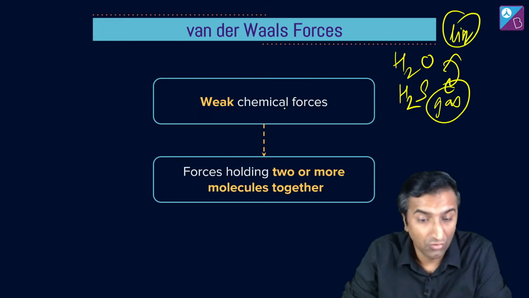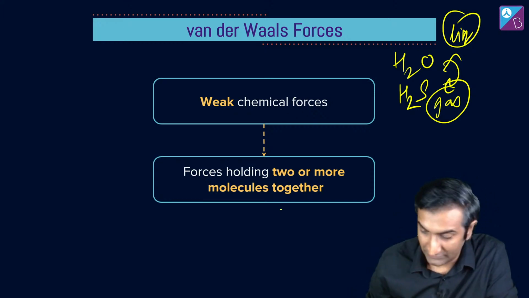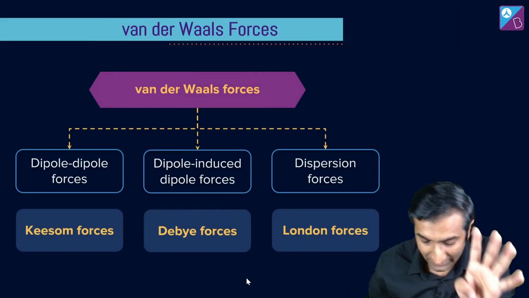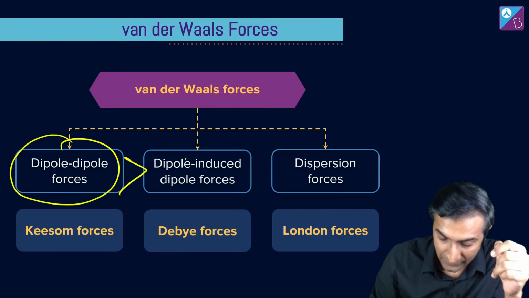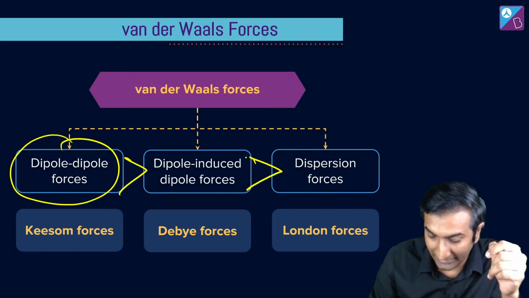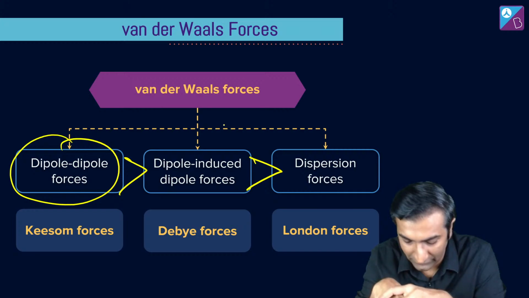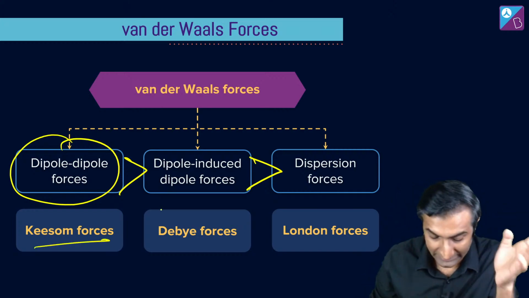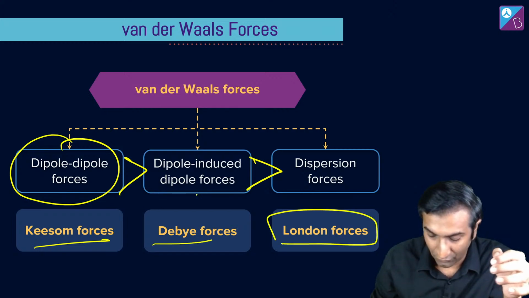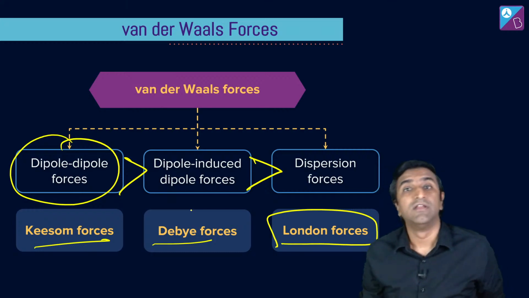We'll look at what weak chemical forces and van der Waals forces are in some detail. There are three of them basically. Dipole-dipole interaction, which is the strongest, followed by dipole-induced dipole, and then dispersion forces, which are basically dipole-induced dipole forces as well. You don't have to worry about these names. There's something called the Keesom force, a Debye force, and a London force. But you need to know which of these is strongest and which is weakest.